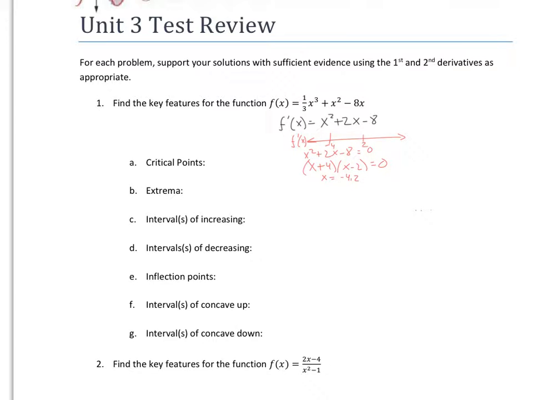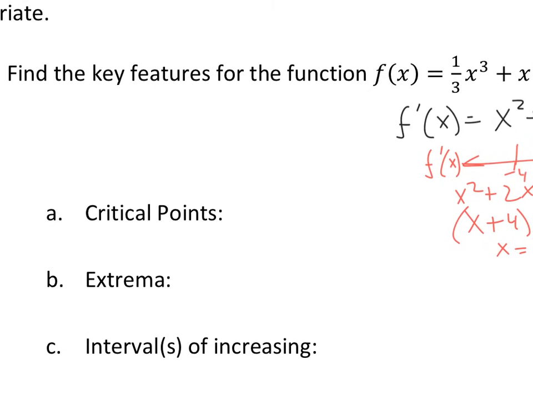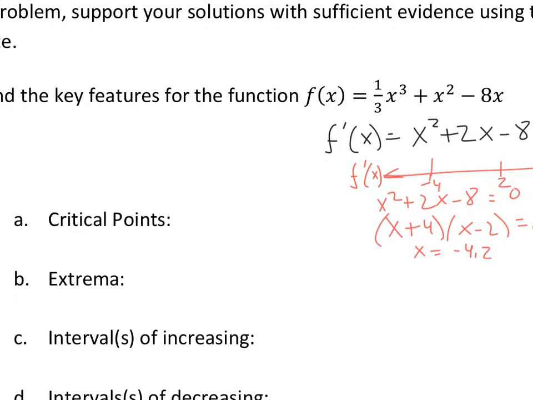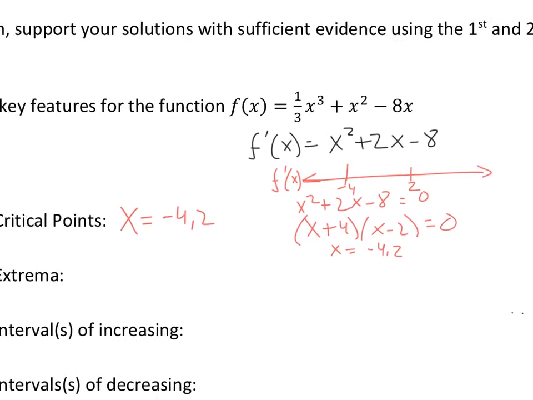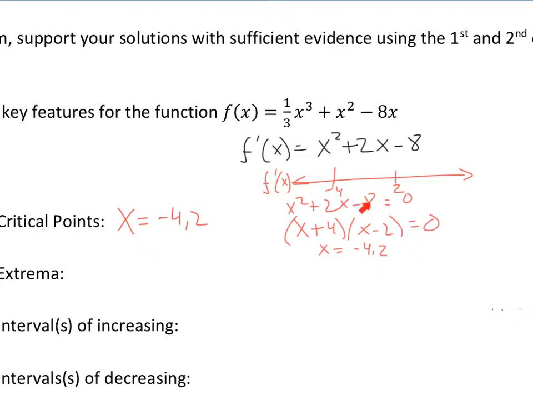So we found our critical values here. And so we got critical values at x equals -4 and 2, okay, coming from the first derivative. Okay, and so let's come on over here and let's plug in values. We can plug in like -5, and -5 is going to come out to be a negative times a negative, which will give us a positive, and so that's going to be increasing.